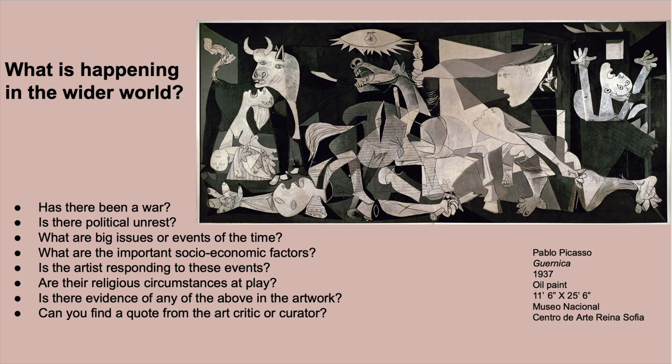Okay, finally, what's happening in the wider world? Has there been a war? Is there political unrest? What are the big issues or events of the time? What are the important socioeconomic factors? Is the artist responding to these events and situations? Are there religious circumstances at play? The incorrect spelling of there, just caught that. Is there evidence of any of the above in the artwork? And can you find a quote from a curator or a critic?